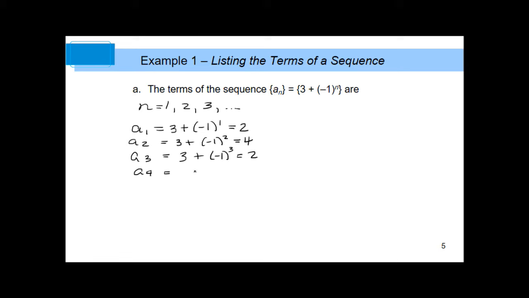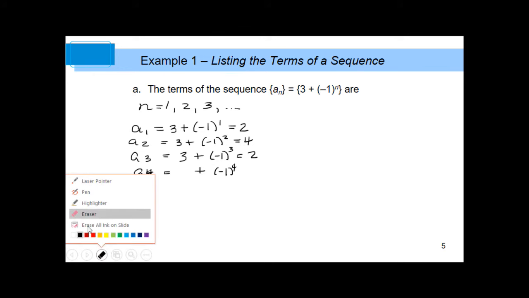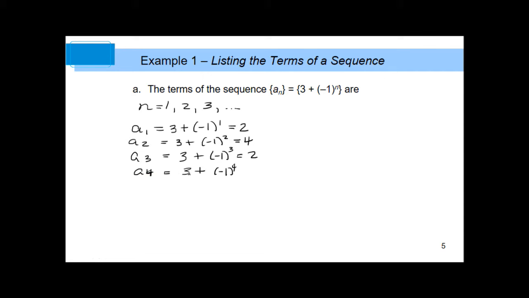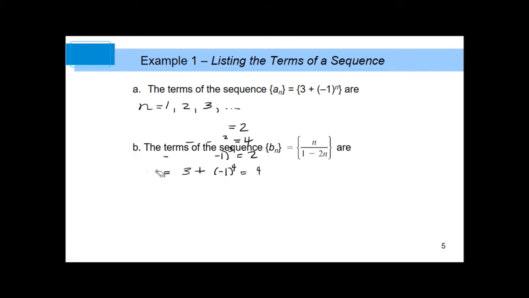And the fourth term would be, that's supposed to be a 4. That's going to be 3 plus negative 1 to the fourth power. And again, that's going to be 4. So you can kind of see what's going to happen here. It's just going to keep alternating 2, 4, 2, 4, 2, 4. So that's an example of one sequence. Another one we might look at might be something like this. Let me erase some of this stuff here.